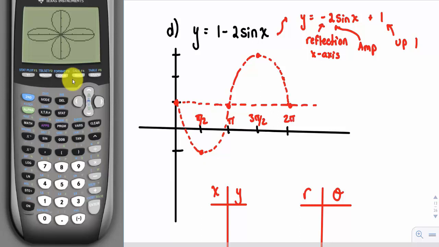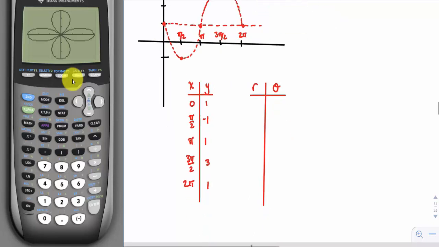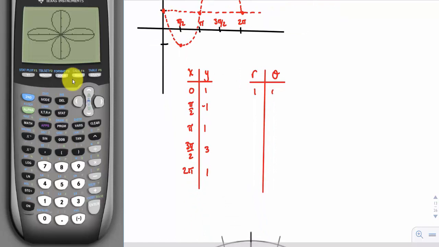So I'm going to go ahead and plot these points real quick for our graph. The first point was 0, 1, and then we had the next point at pi over 2, negative 1. And then we had pi, 1, and 3 pi over 2, 3, and then 2 pi, 1. And again, we're just going to go ahead and flip those points when we do our polar points here. So I'm going to go 1, 0, negative 1, pi over 2. Then we're going to have 1, pi, and 3, 3 pi over 2, and 1, 2 pi.